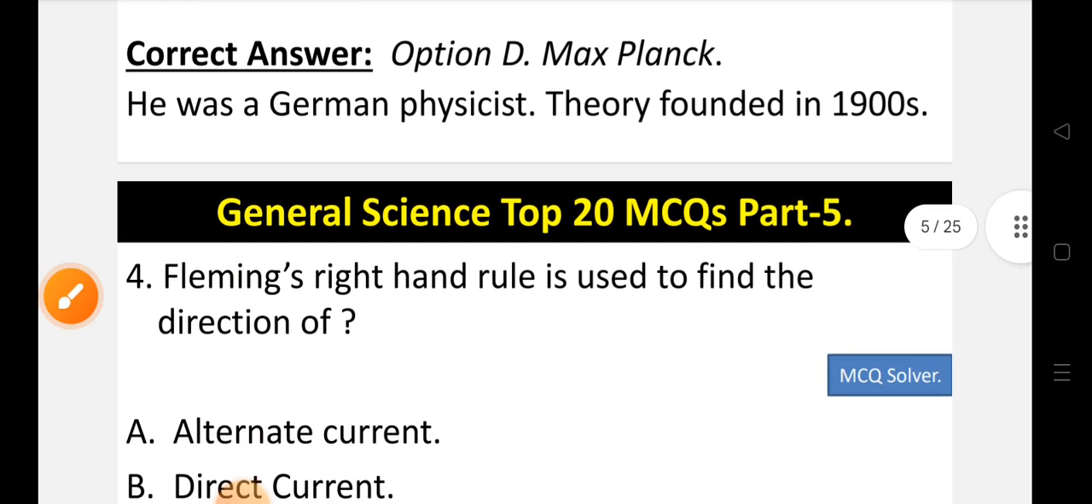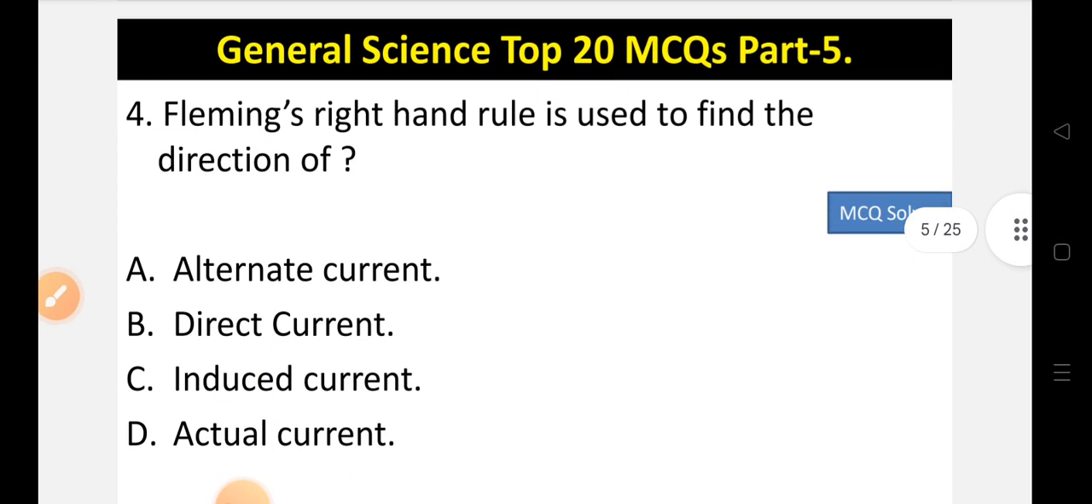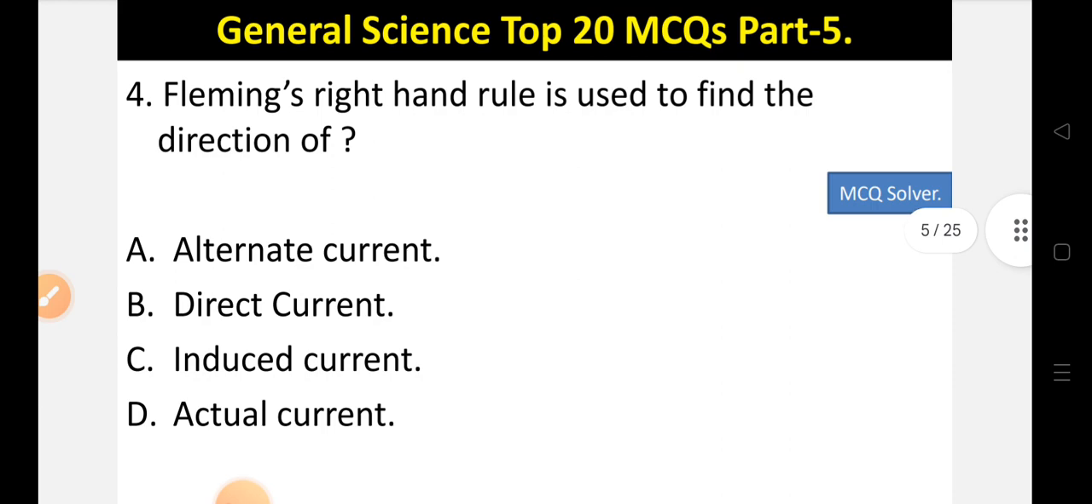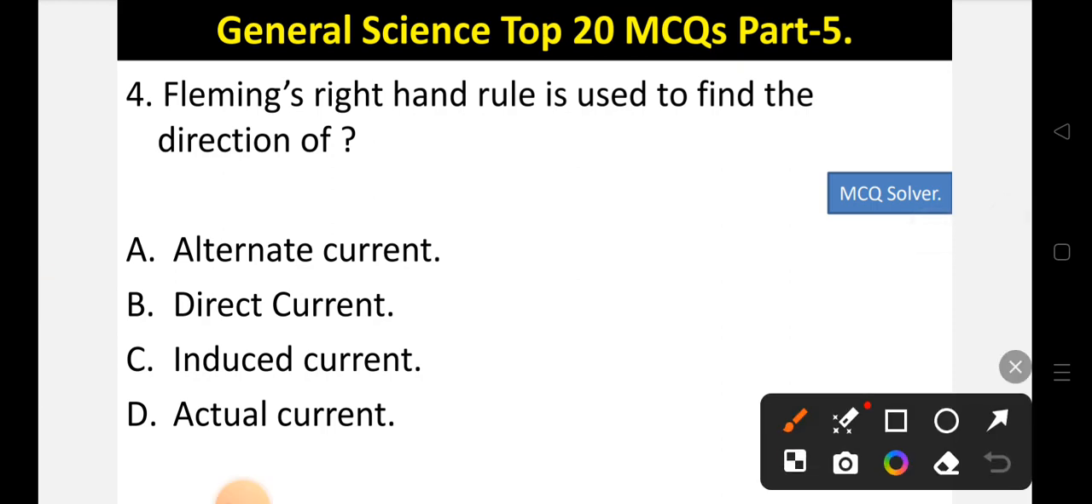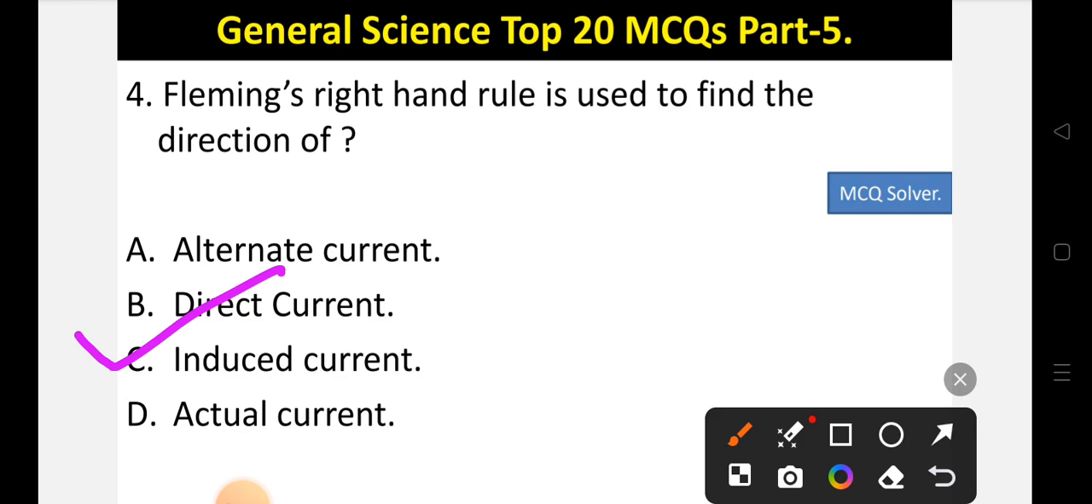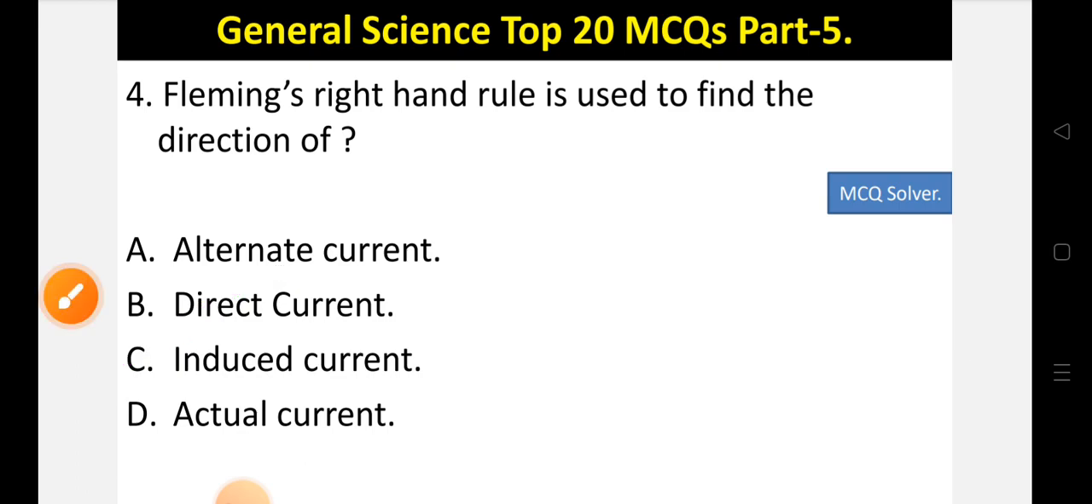Now let's move to question number 4. Fleming's right hand rule is used to find the direction of. The correct option is option C, that is induced current. So this rule is used to find the direction of induced current. So C is the correct option.